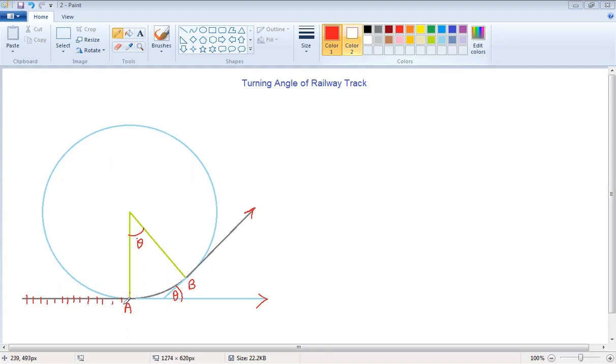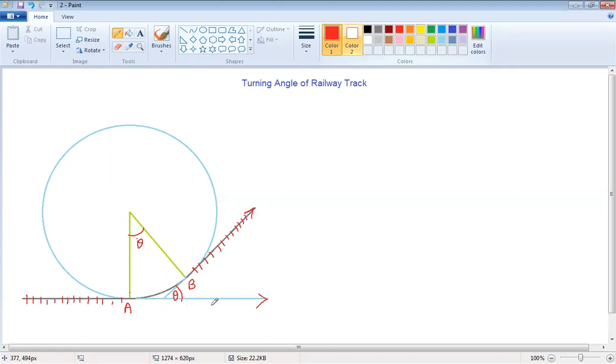railway track shown here. The railway track is straight up to the point A. From the point A, the railway track starts turning. The turning continues till the point B, and after that, the track is straight again.